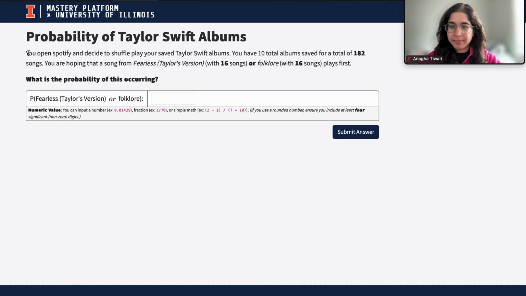So here you open Spotify and decide to shuffle play your Taylor Swift saved albums, right? You have 10 total albums saved for a total of 182 songs. You are hoping that a song from Fearless or Folklore plays first. And these are the songs that are in each album respectively, right? So we want to find the probability of Fearless or Folklore, right? So I'm just going to go ahead and write out this formula. So it's the probability of Fearless or the probability of Folklore.